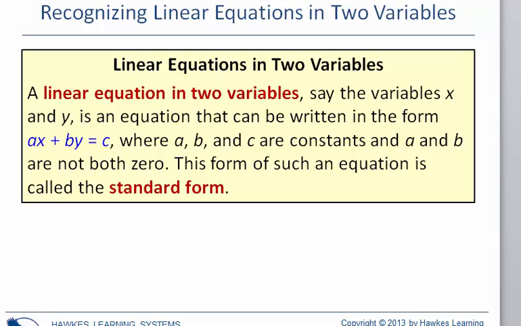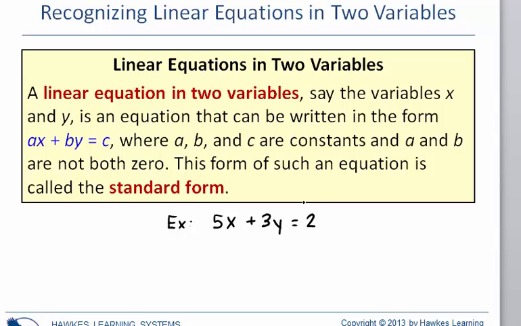An example of a linear equation in two variables would be an equation where the a value is 5 and the b value is 3 and the c value is 2. That is an equation in two variables that is linear and in standard form.